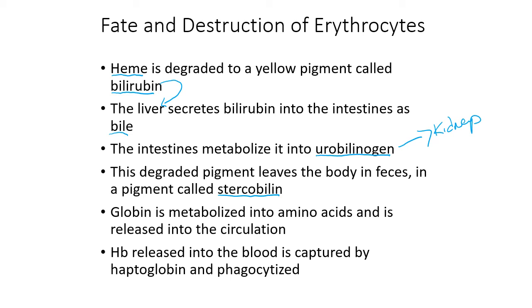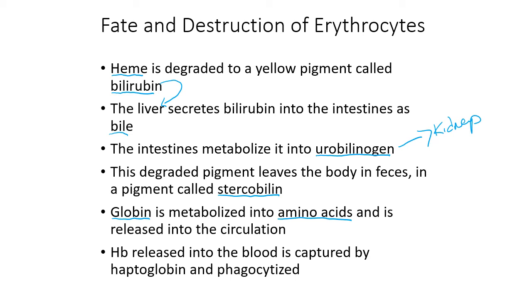From there, we have the globin component. This is now our protein. This is going to get broken down into amino acids, and then those amino acids are going to go into the blood, and they're going to go wherever they need to go. Whatever body part, in a sense, needs that particular amino acid, it's going to take it up into it. It could become another red blood cell. It could become something else as well.